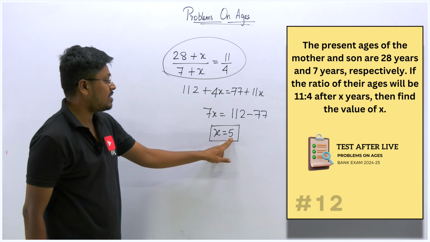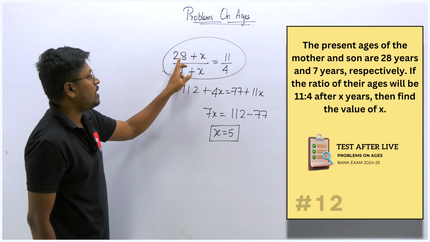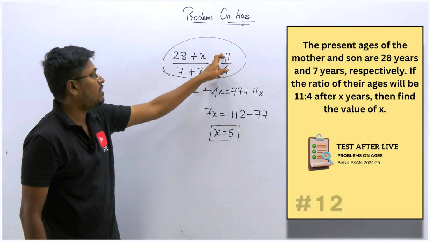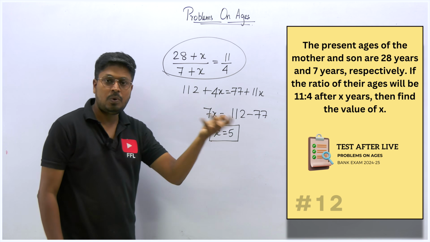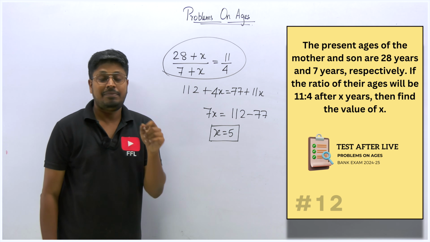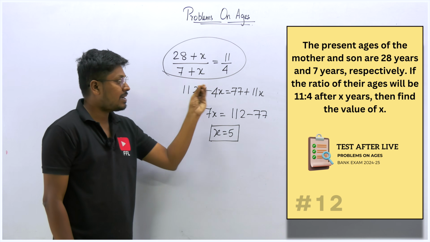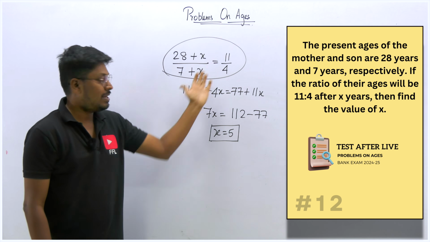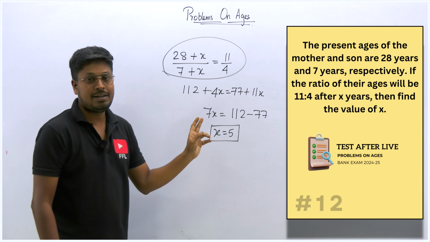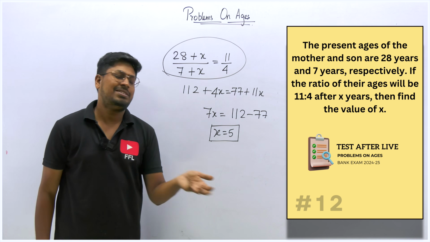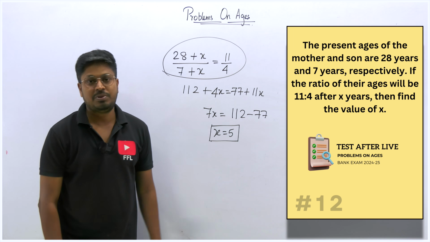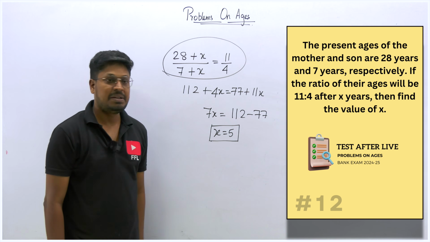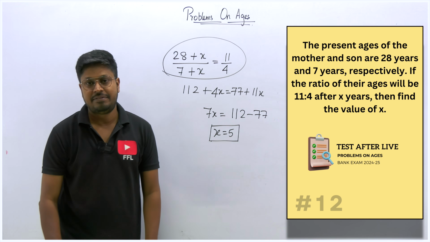So in order to find those values, better go with the options. If you take an option, x is equal to 5, substitute here 28 plus 5, 7/5, and check whether you are getting 11:4. If you are getting it, the answer is that option. If you are not getting it, go with the remaining options. That will be one of the easy ways to solve these kinds of simple questions in your exam. Instead of solving it or subtracting, we might make some mistakes here. So better go with the option method. It will be an easy way to solve it. So the answer for question number 12 is x equals 5.